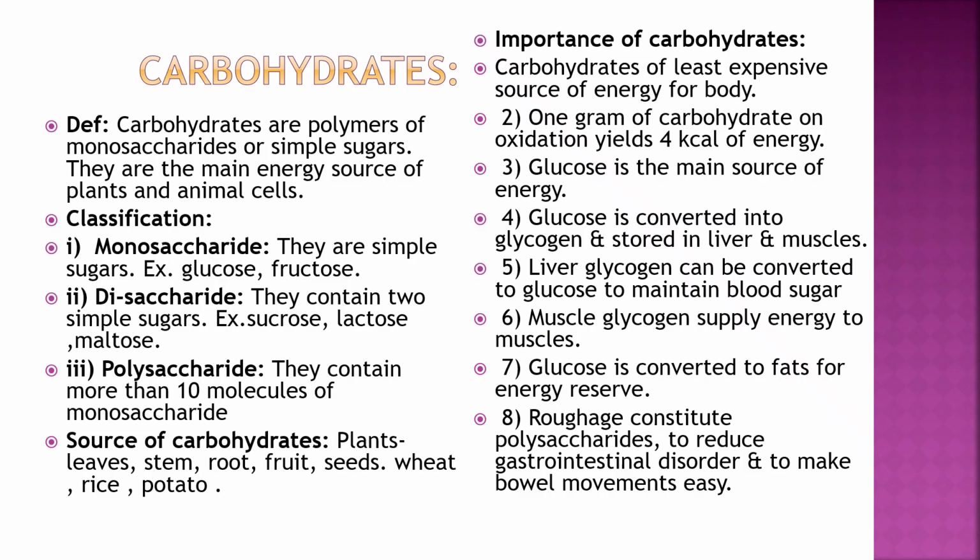Carbohydrates are polymers of monosaccharides or simple sugars. They are the main energy source of plants and animal cells. Classification: monosaccharide, disaccharide, polysaccharide. Monosaccharides are simple sugars, a single sugar molecule, that is glucose and fructose. Disaccharides are two simple sugars. Examples: sucrose, lactose, maltose. Polysaccharides contain more than 10 molecules of monosaccharides.